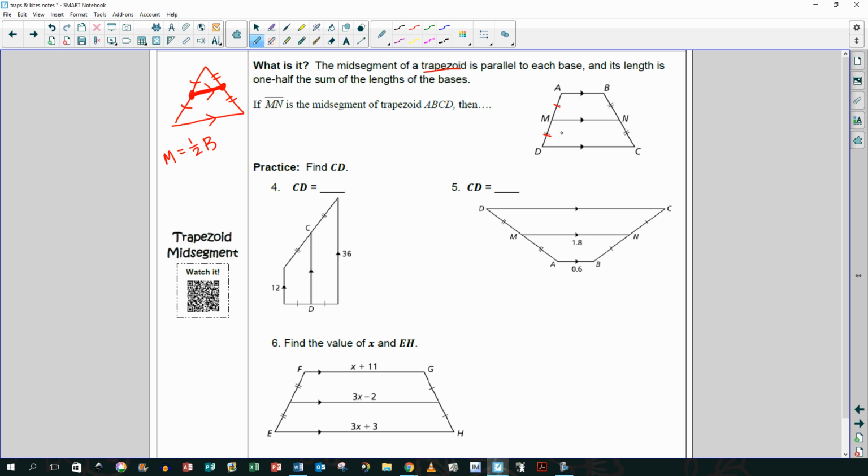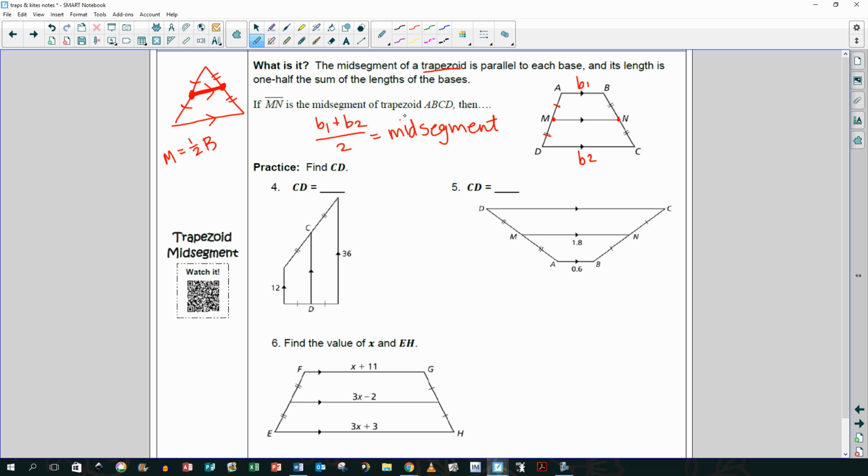This is equal to this, so that's a midpoint. That's equal to that, so that's a midpoint. The mid-segment is still parallel, but this time it's parallel to two bases. So then you have to do the average of the bases. So base 1 plus base 2 divided by 2 equals the mid-segment.